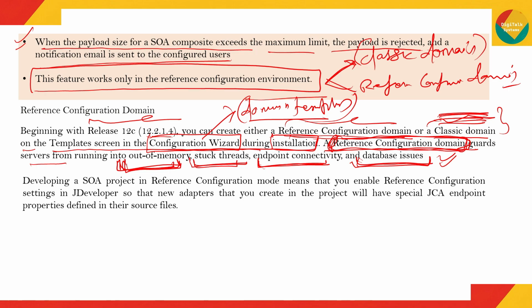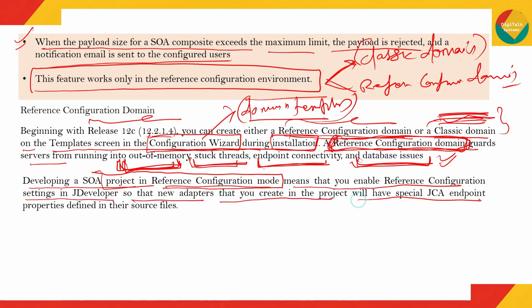Now, when you develop a SOA project, you also have a mode called reference configuration domain. That means you enable the reference configuration settings in JDeveloper, so that a new adapter that you create in the project will have special JCA endpoint properties defined in its source file. So once you enable this JCA reference configuration mode in your JDeveloper for developing your adapters, there are multiple other new options that will be enabled for you to build your application, specifically considering the reference configuration domain.